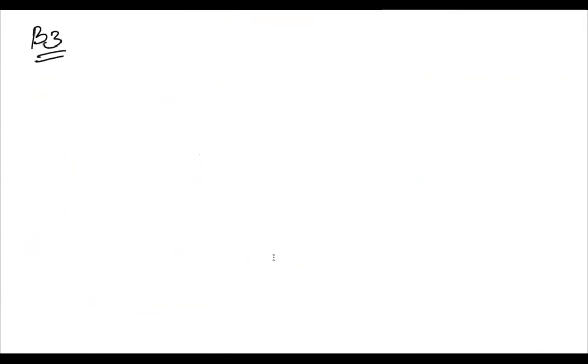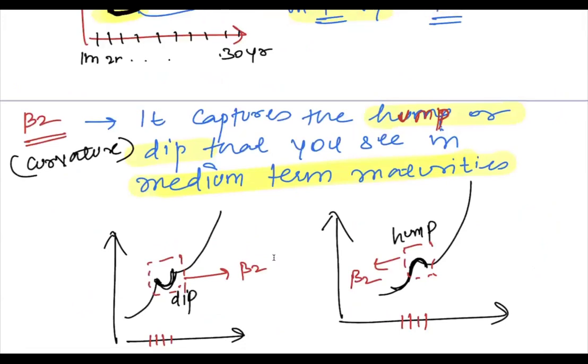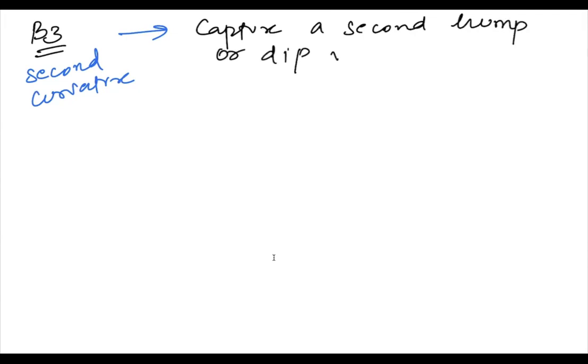See, beta 3 is nothing but the second curvature. Okay, it is called the second curvature. Remember this: beta 2 is called the first curvature and beta 3 is called the second curvature. So what beta 3 does is help you capture a second hump or dip in the yield curve.